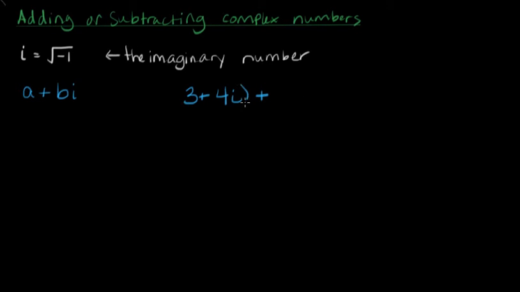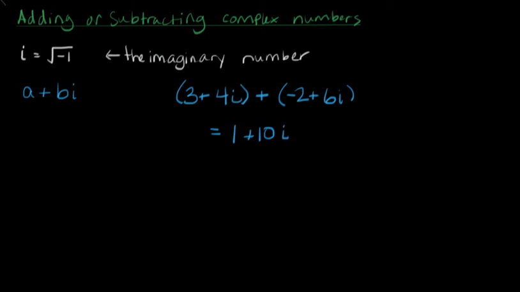So for example, if we took 3 plus 4i plus -2 plus 6i, if we wanted to add those together, we just remember that just as if this was an x, we just need to combine like terms. So 3 minus 2, these are the like terms, so that's 1. And then 4i plus 6i is 10i, so 1 plus 10i. So we just need to remember to combine like terms and not combine anything that's not a like term. So the answer here would just be 1 plus 10i.